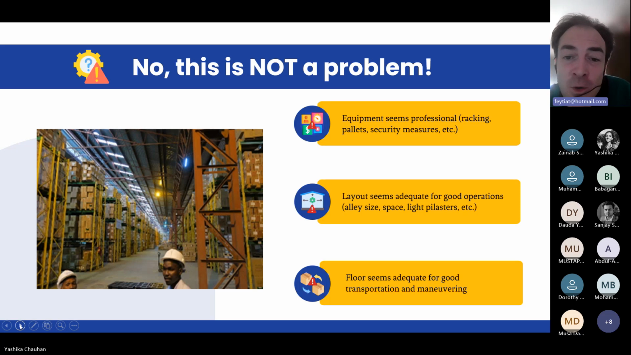There's no problem here. Equipment is professional, layout seems adequate for good operations, floor seems adequate for good transporting and maneuvering. It looks very, very good. Is it excellent, perfect? It's difficult to judge. But we just wanted to prompt you that sometimes there's no problem, and therefore there's no need to look for root causing. Okay? Remember that.